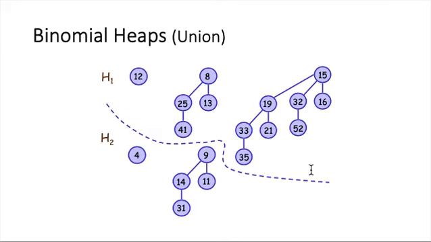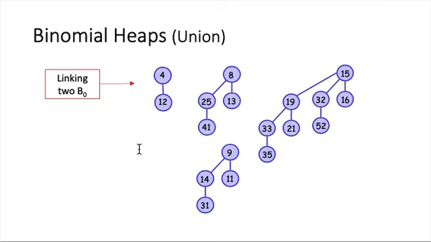So let's see an example. This is H1, this is H2. We are going to process the component trees from the smallest order to the largest order. H1 has this one, H2 has this one, and they have the same order. They are B0, right? So we combine them. When we merge them together, we link the roots. This one has a smaller value, so this becomes the new root. So after one step, we have this one, linking two B0s. Now it becomes a B1.